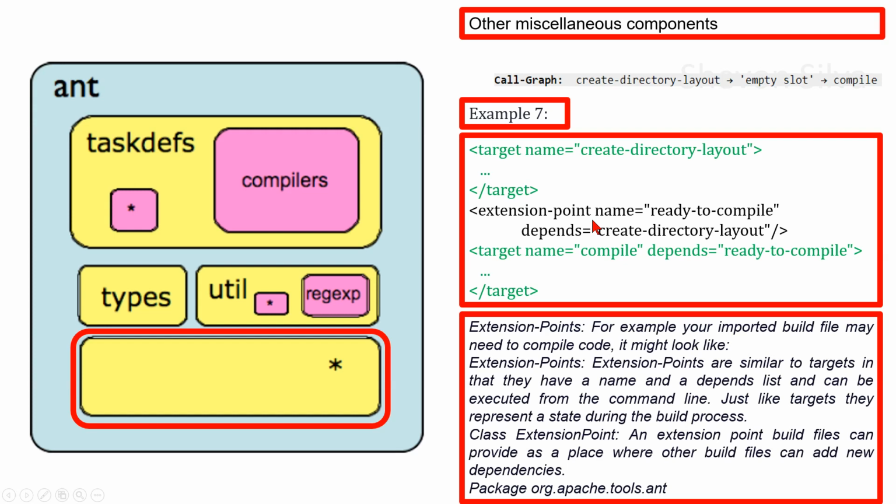For example, your imported build file may need to compile code. It might look like here. Call graph, create directory layout here, and empty slot, then compile.